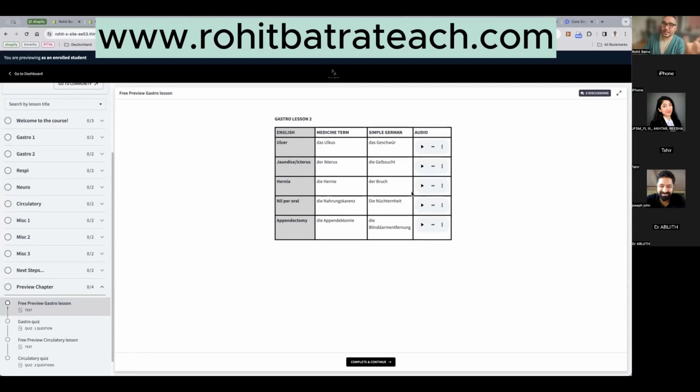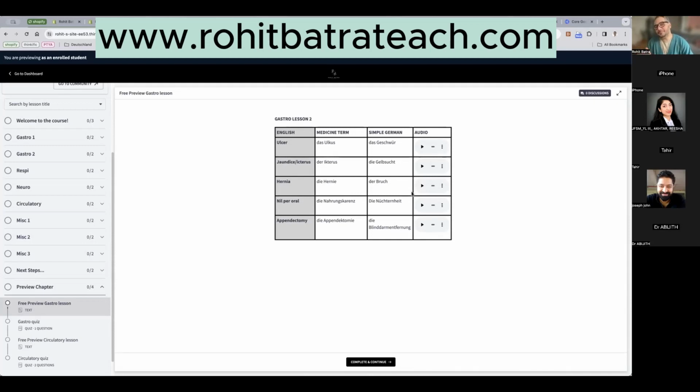So something like an ulcer is called das Ulcus. Of course, das, der, die are also important. You're learning German, you know how important they are, and they will also be checked in your language exams. They are relevant, and that's why they've also been given here.